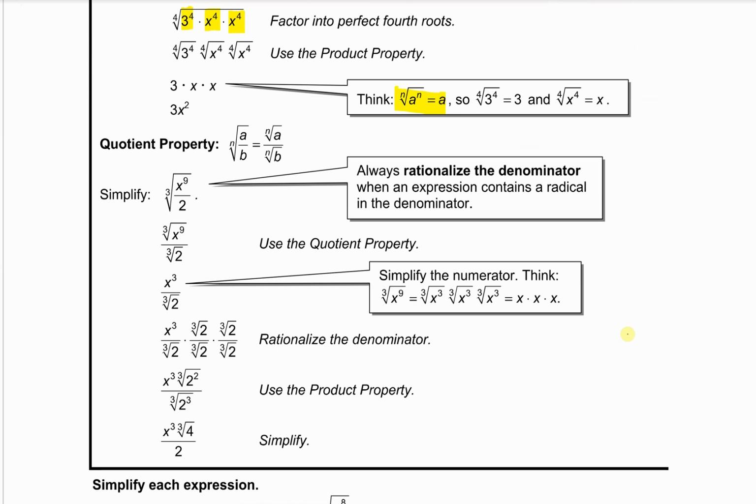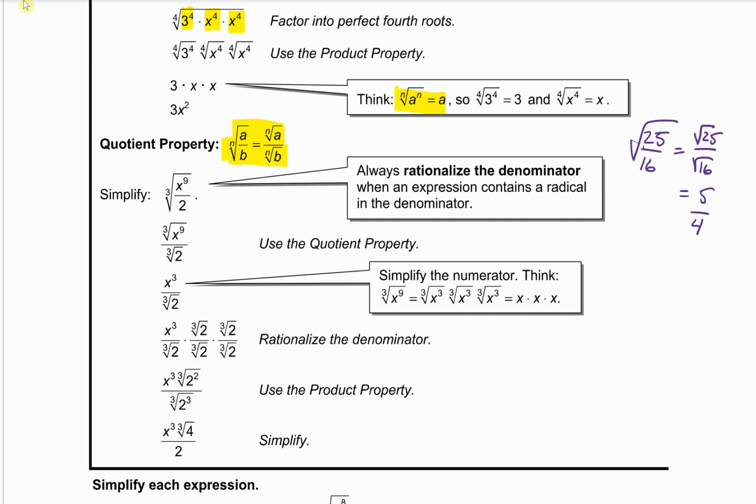We also have the quotient property. If you remember the quotient property for square roots, if I had the square root of 25 divided by the square root of 16, that would become 5 over 4. The way this works for radicals is that the nth root of A over B is the nth root of A divided by the nth root of B. So you can break these up. If I have the cube root of x to the 9th divided by 2, I get the cube root of x to the 9th divided by the cube root of 2.